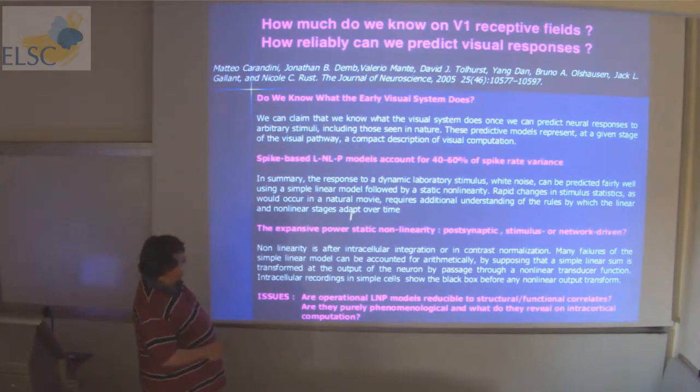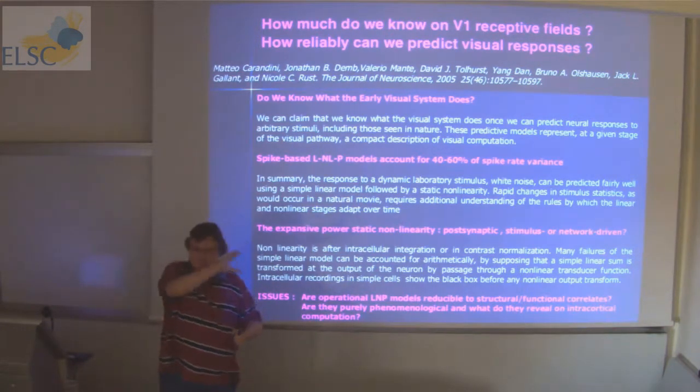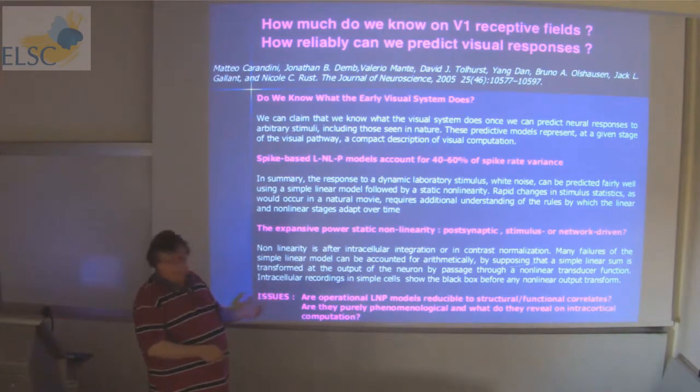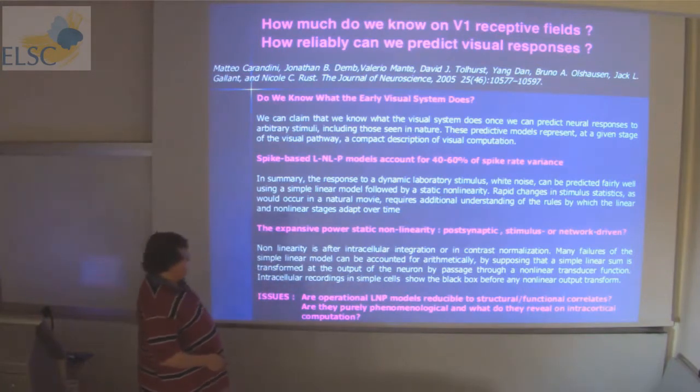So now there is usually in these models a nonlinearity, which is an expansive power function, which is a static nonlinearity, which is usually non-adaptive, which is thought to be postsynaptic, but you may wonder, is it stimulus or network driven? Because this coefficient, the power function that you put after the linear filter, reflects maybe the stimulus statistics or reflects some type of network influence and will vary from one stimulus condition to the other. Okay? So here there's a big problem.